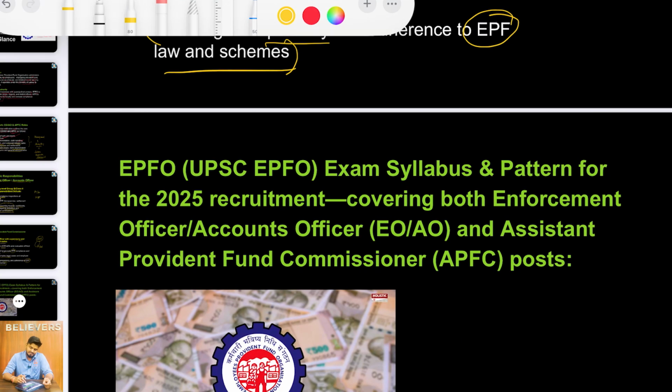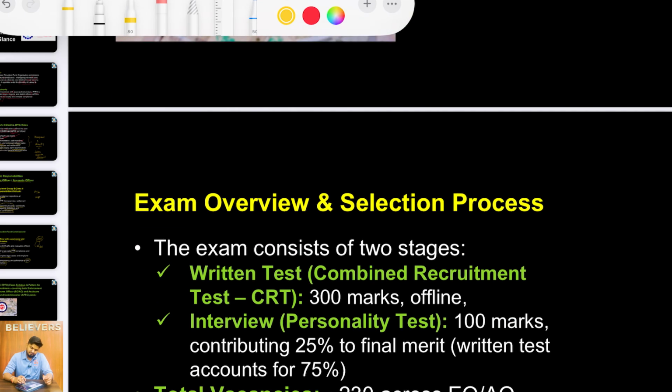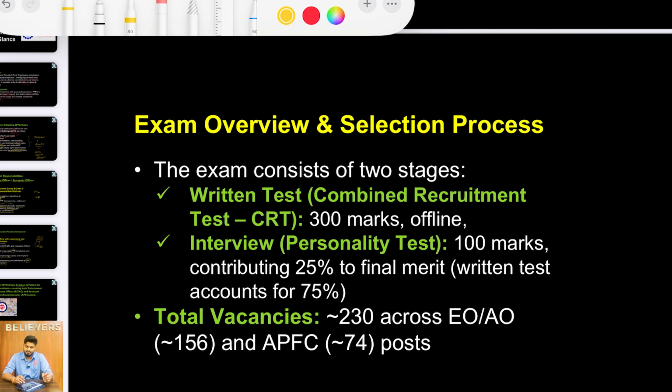Next, we'll discuss the EPFO exam syllabus and pattern for 2025 recruitment according to the UPSC notification. First is the exam overview and selection process. Very important for any exam. For your preparation, you should know the basics. First, you should know what the exam is demanding from you, and then you should start the preparation.